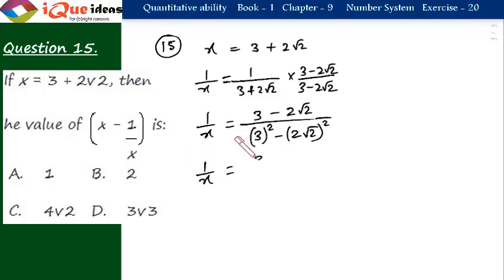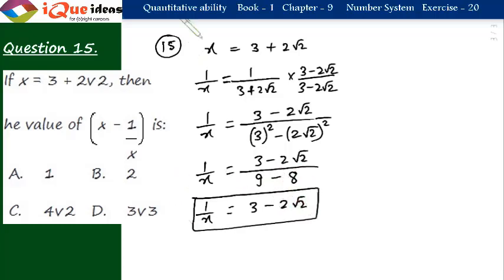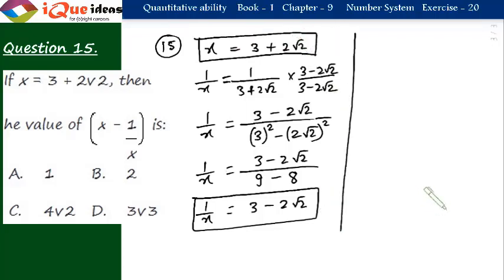Okay, so 1 by x is equal to 3 minus 2 root 2 divided by 9 minus 8. Alright, which is 9 minus 8 is 1. So 1 by x is equal to 3 minus 2 root 2. So we have x is equal to 3 plus 2 root 2 and 1 by x is equal to 3 minus 2 root 2. And the question is asking x minus 1 by x. So in place of x we put 3 plus 2 root 2, and in place of 1 by x we put 3 minus 2 root 2.